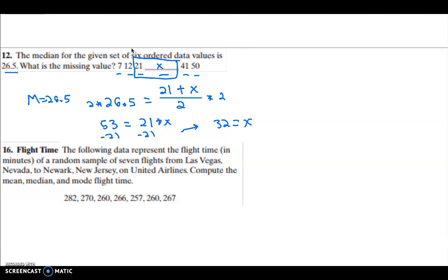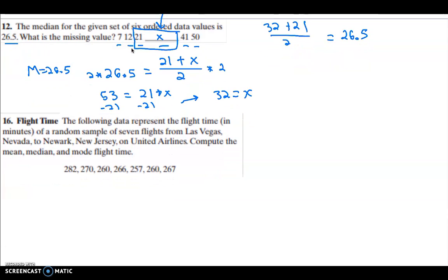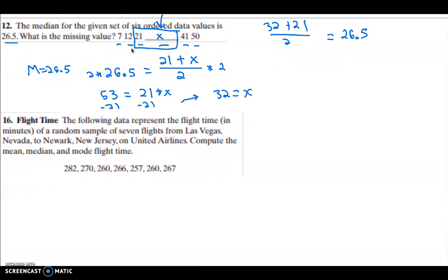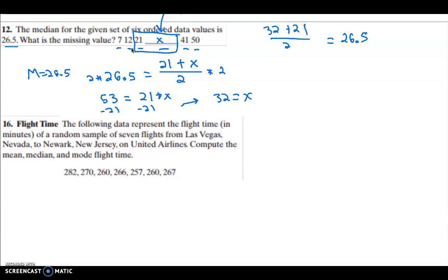So this data point right here is going to be 32 because if it's 32, then our median will be 26.5. And you can check. You could do 32 plus 21 divided by 2, and that does indeed equal 26.5. And so that's how you would find a median if you're missing a single value. But again, remember the median is right in the middle, and we had to find the average because if I try and make my way to the middle, I would land somewhere between these two, so we have to find the average of those two.